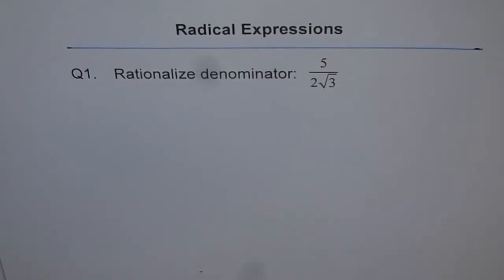Radical expressions. Question 1. Rationalize the denominator: 5 over 2 square root 3. So there are two terms you need to understand in this set of videos.